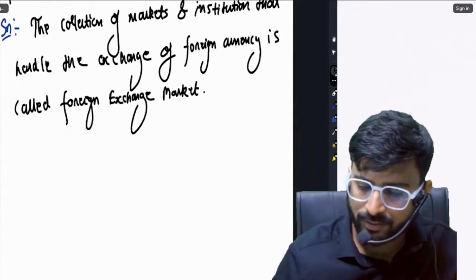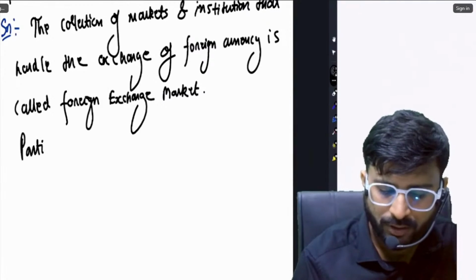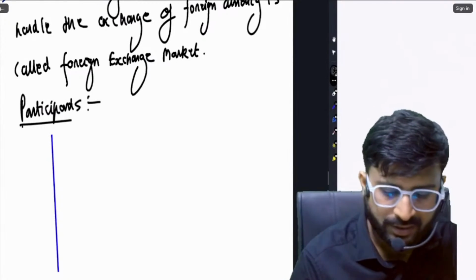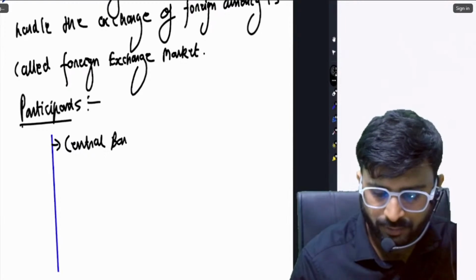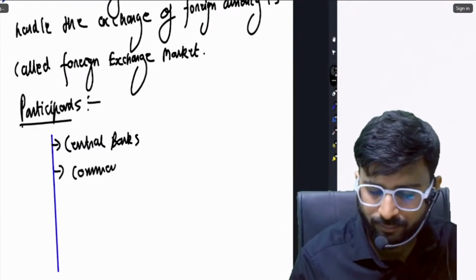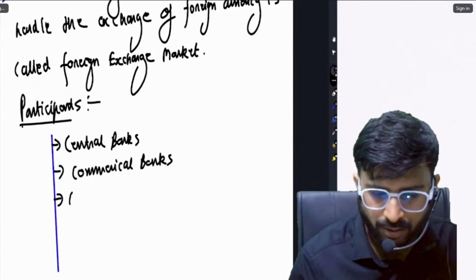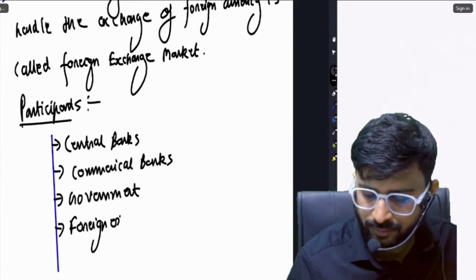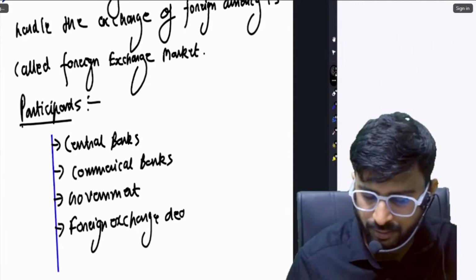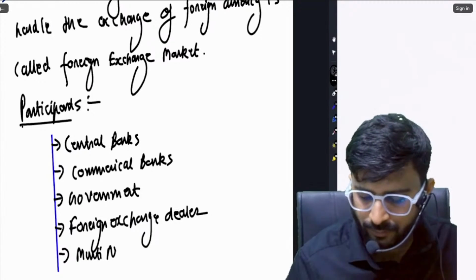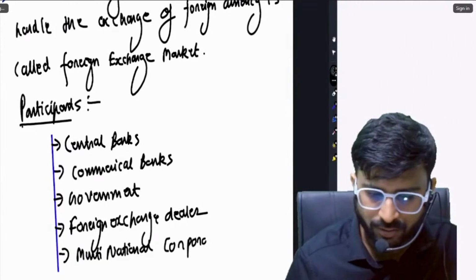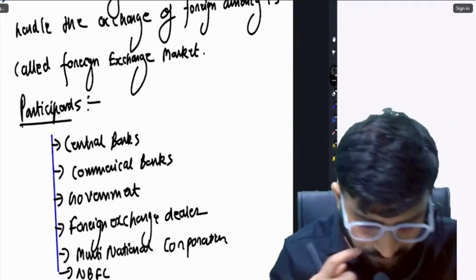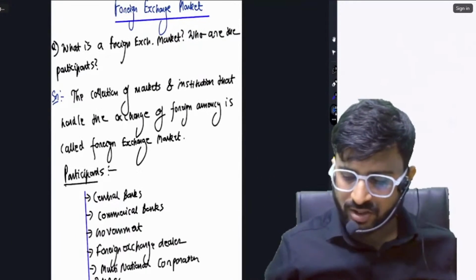Who are the market participants here? Friends, you have the central banks, you have the commercial banks, you have the government, then you have the foreign exchange dealers, multinational corporations, NBFC, non-banking financial companies, etc. So all this come under the definition of the term foreign exchange market. Understood, not understood?